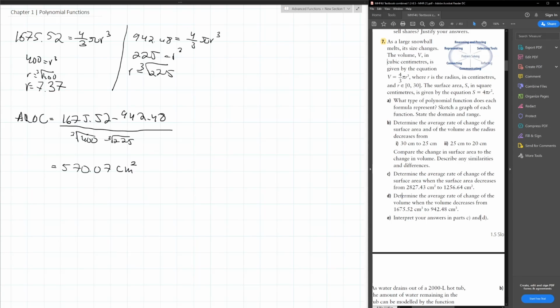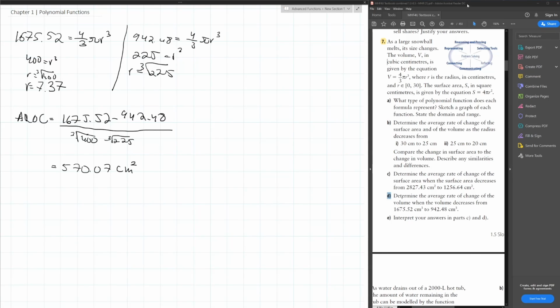Well, of course, what we found out is that when the surface area was decreasing from this value to that value, we had an approximate rate of change of 314.16 centimeters when the radius was decreased from 15 to 10, and also the snowball was decreasing in volume for part D from the value of cube root of 400 and cube root of 225 by a rate of approximately 570.07 centimeters squared. That's what you could say for this question.